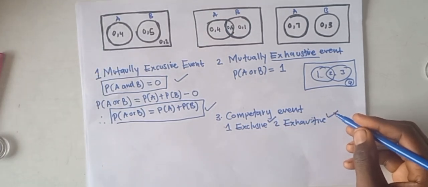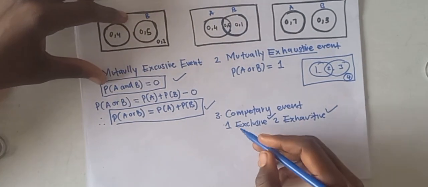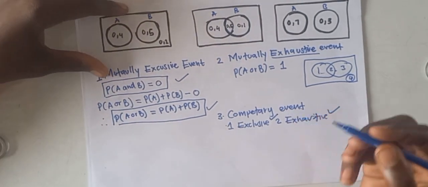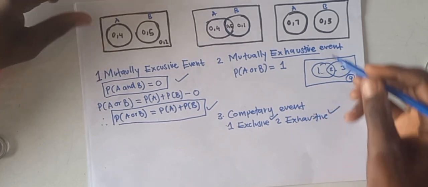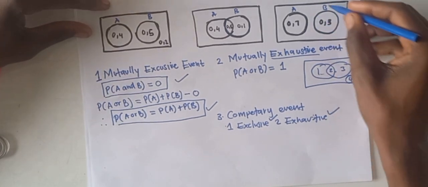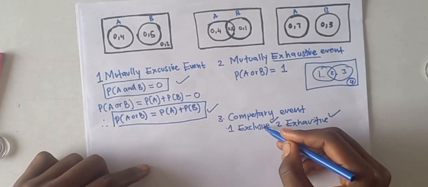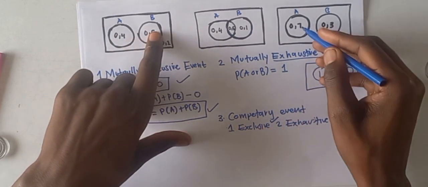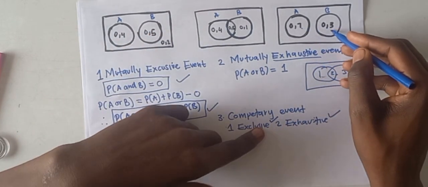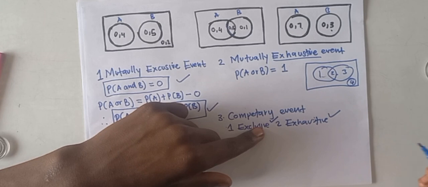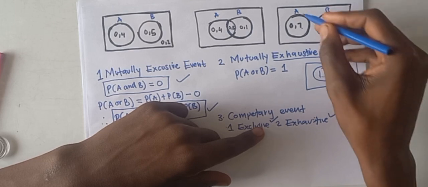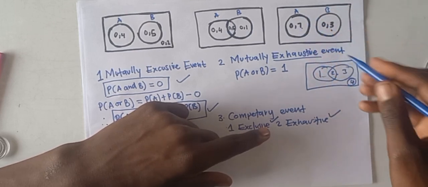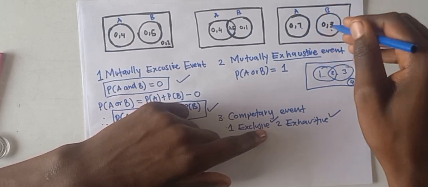So what can we conclude from that? In order for that kind of event to be complementary, it means that the circles don't have to intersect, and also it has to be exhaustive. When it is exhaustive, it means that there must be nothing outside those circles. All the outcomes must be inside the circles.